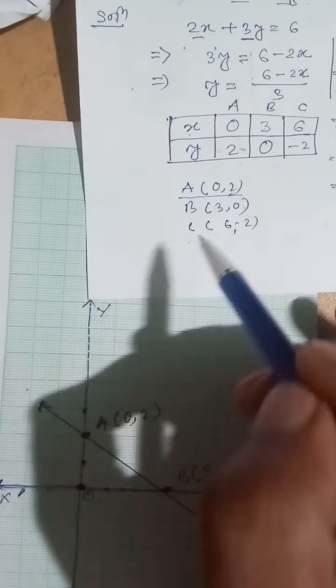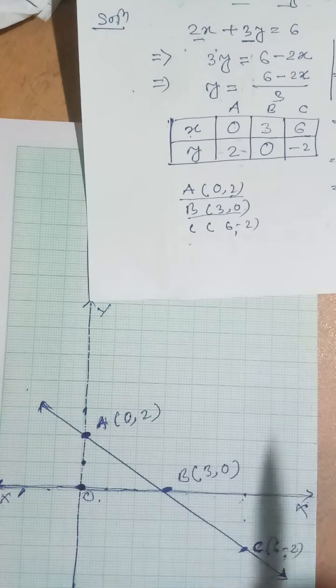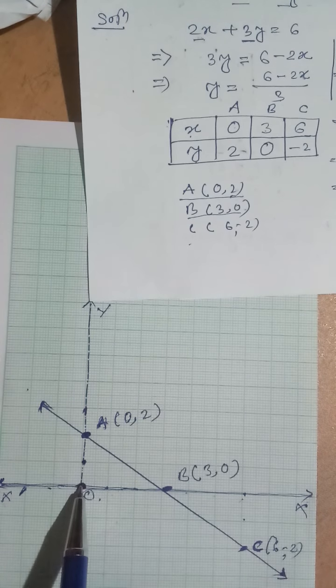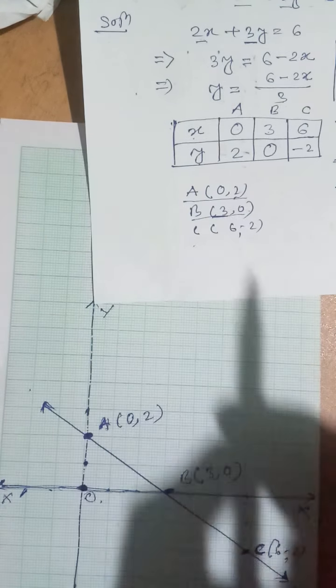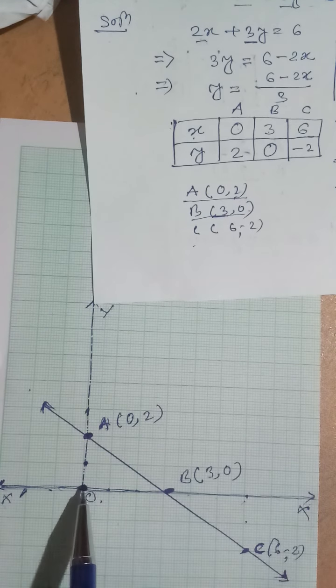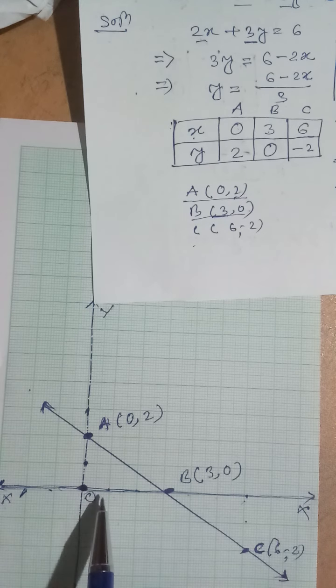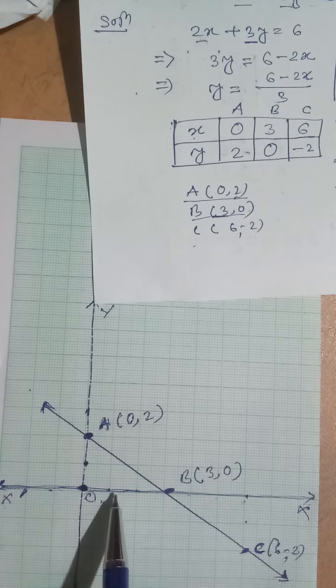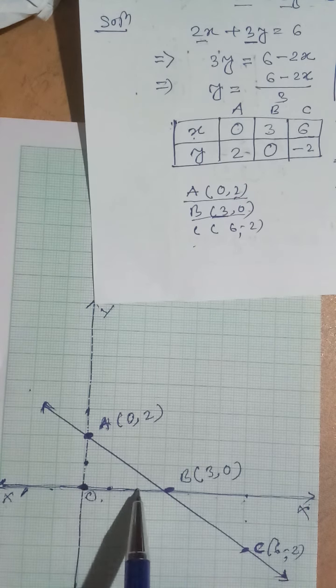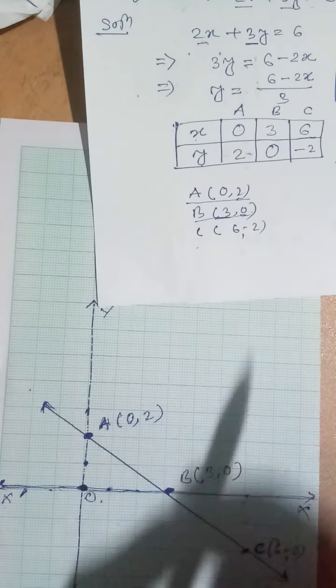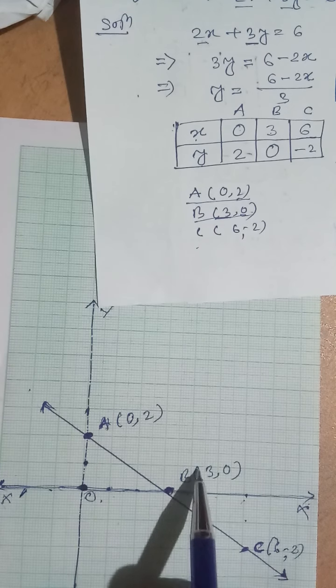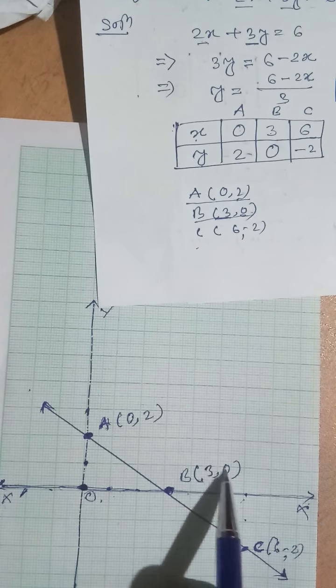Then as the second point, B (3, 0), 3 is the abscissa, that is the value of x, so we have to move along the x-axis 3 steps, 1, 2, 3, and there is no displacement along the y-axis, because the ordinate is 0. So this is the point B whose coordinates are (3, 0).